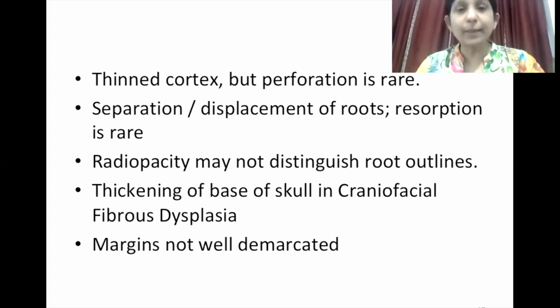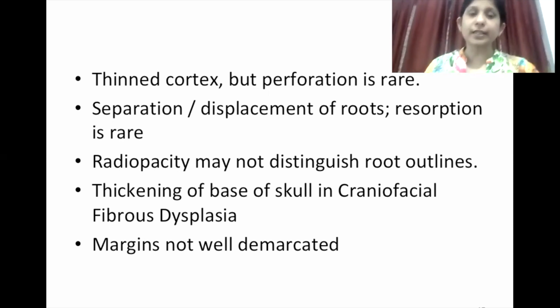So radio opacity may not distinguish the root outlines, meaning to say that the radio opacity of the cementum and of the bone in that area, the defective bone in that area, may be the same. So you really can't differentiate between the cementum and the bone radio opacities. They'll have the same radio opacity. Which means that it is not as calcified as it should have been. So which is why the bone and the cementum would look similarly radio opaque.